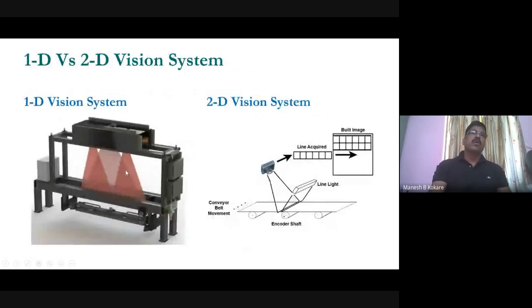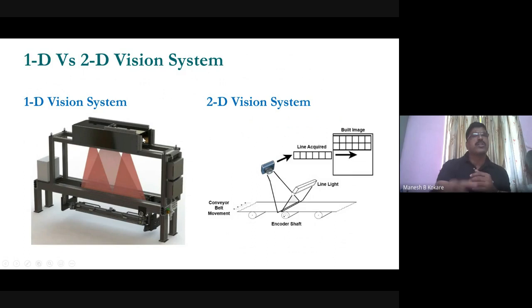Right, now look at the one-dimensional vision system and the two-dimensional vision system. In a one-dimensional system, the vision is captured line by line. The object under observation is scanned line by line, and then the variance is obtained between line and line, and then a defect can be found in this one-dimensional vision system.